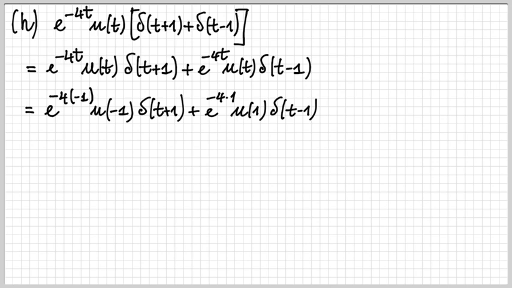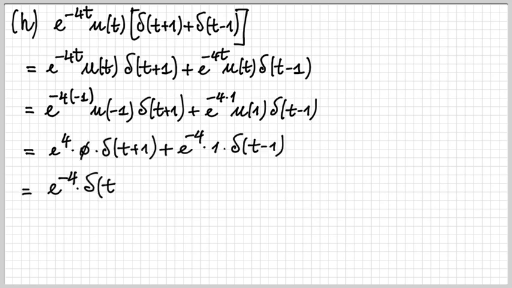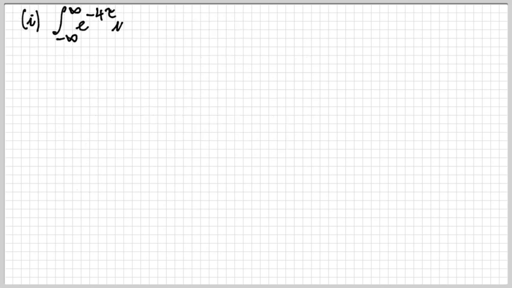So this is what I obtain, and again, by recalling that u is 0 for negative times and it's 1 for positive times, I further simplify this and I obtain e to -4 delta of t minus 1 as a final result. Now part I, which was the last part of this exercise, is the integral of a product of an exponential, a step function, and an impulse.